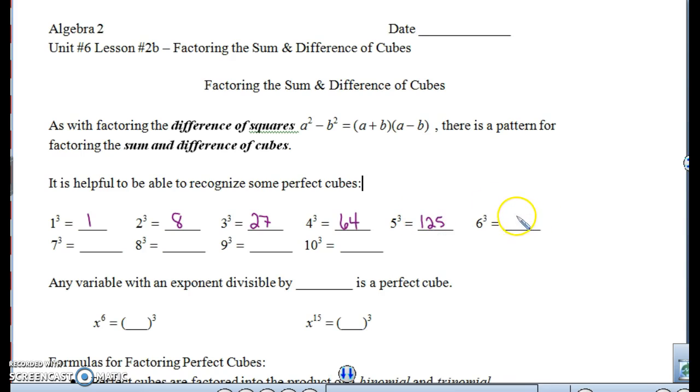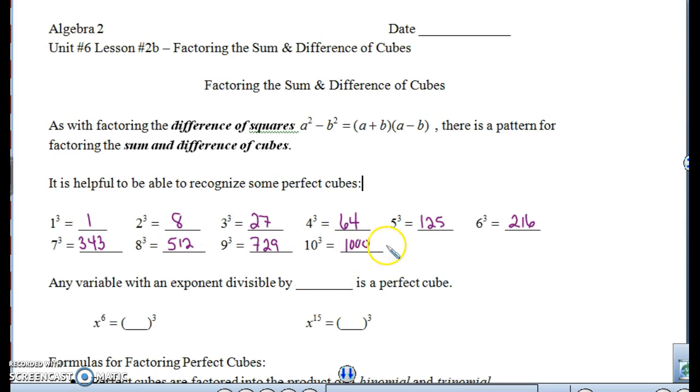6 cubed is 216. 7 cubed is 343. 8 cubed is 512. 9 cubed is 729. And 10 cubed is 1,000. So these are the most commonly used ones.